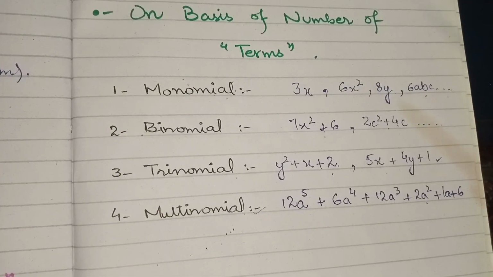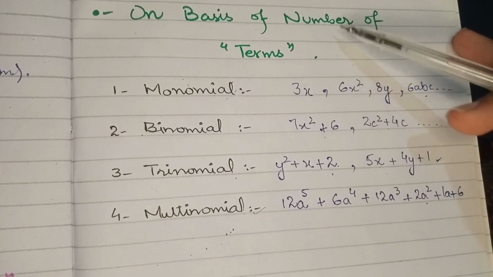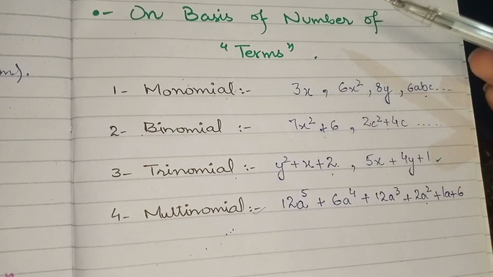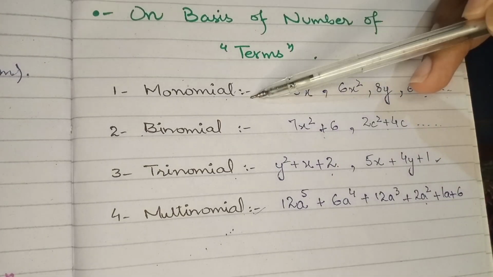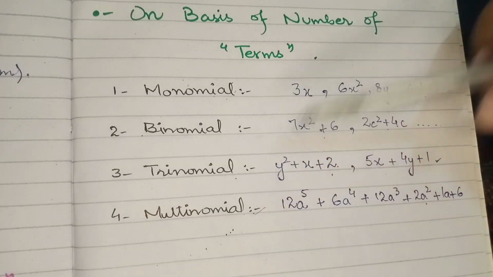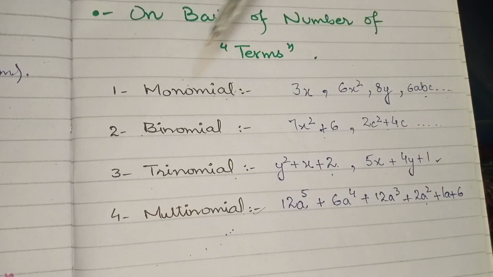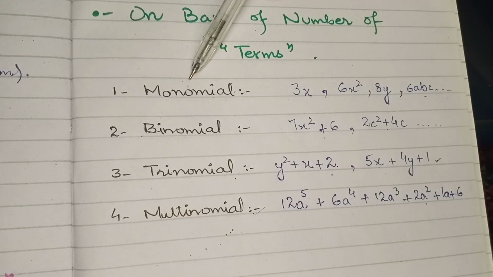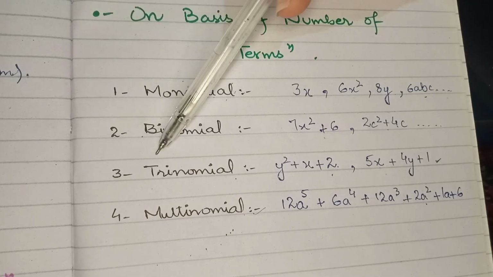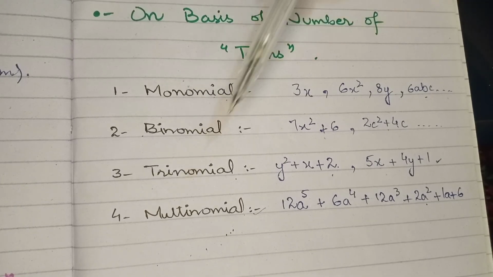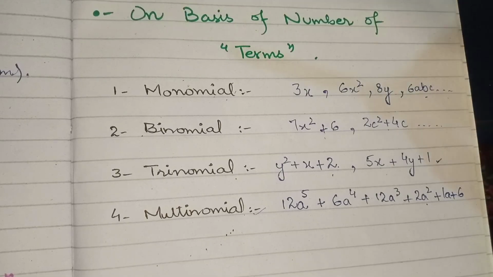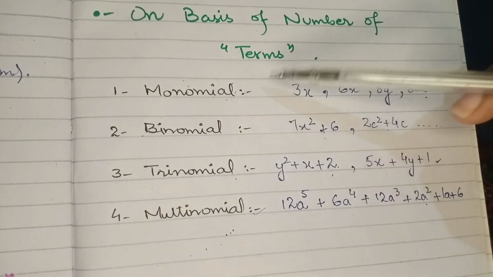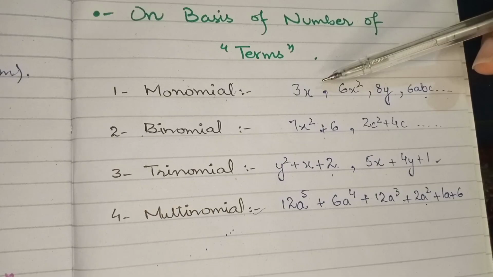So students, let's see the types of polynomials on the basis of the number of terms, like how many terms are present in the polynomial. There are 4 basic types: monomial, binomial, trinomial, and multinomial. The word mono stands for 1, bi stands for 2, tri stands for 3, and multi stands for 4 or many terms, more than 4. So it is already clear from the word mono that a single term is present.